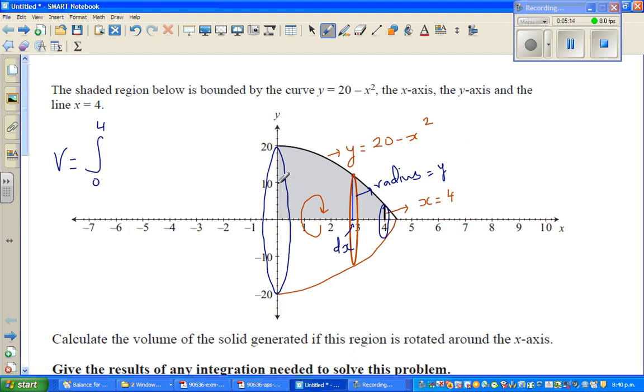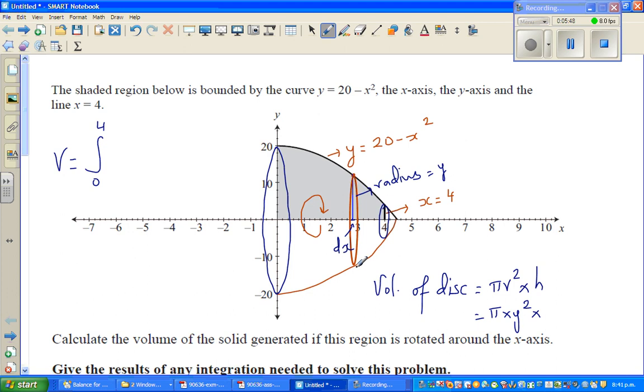Here, for this disk, the radius is 20, and for this disk, the radius is 4. I think it is pretty clear now. The volume of a disk, or volume of a cylinder, a disk you can imagine as a cylinder. Volume of a disk is area of the base, which is pi r squared, times height.